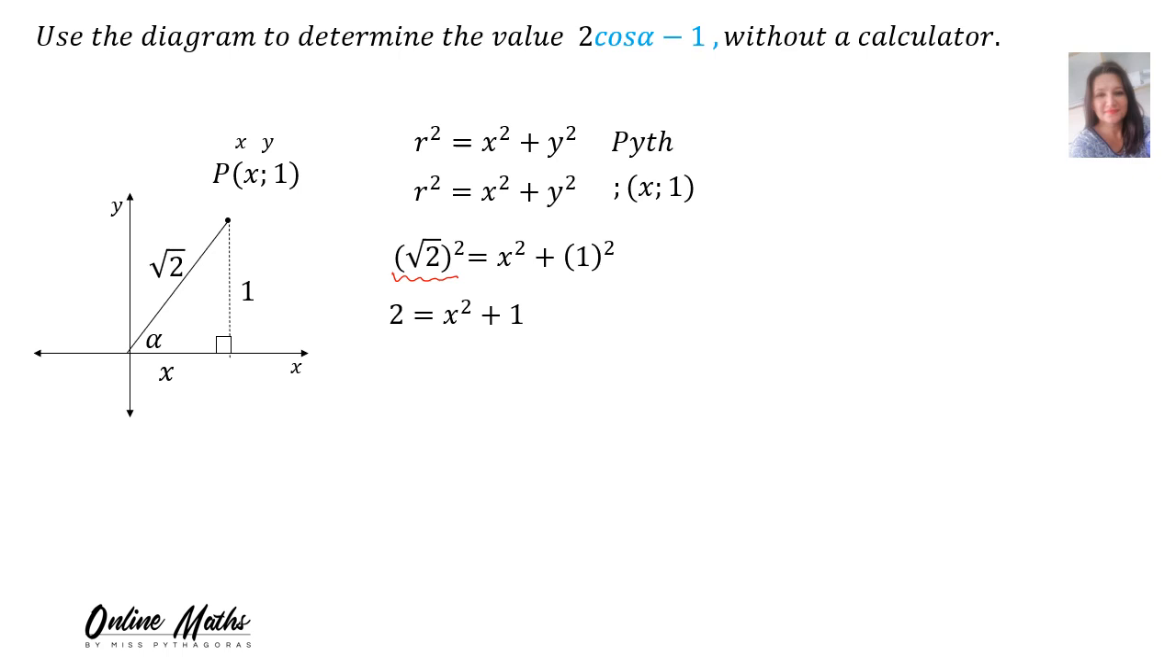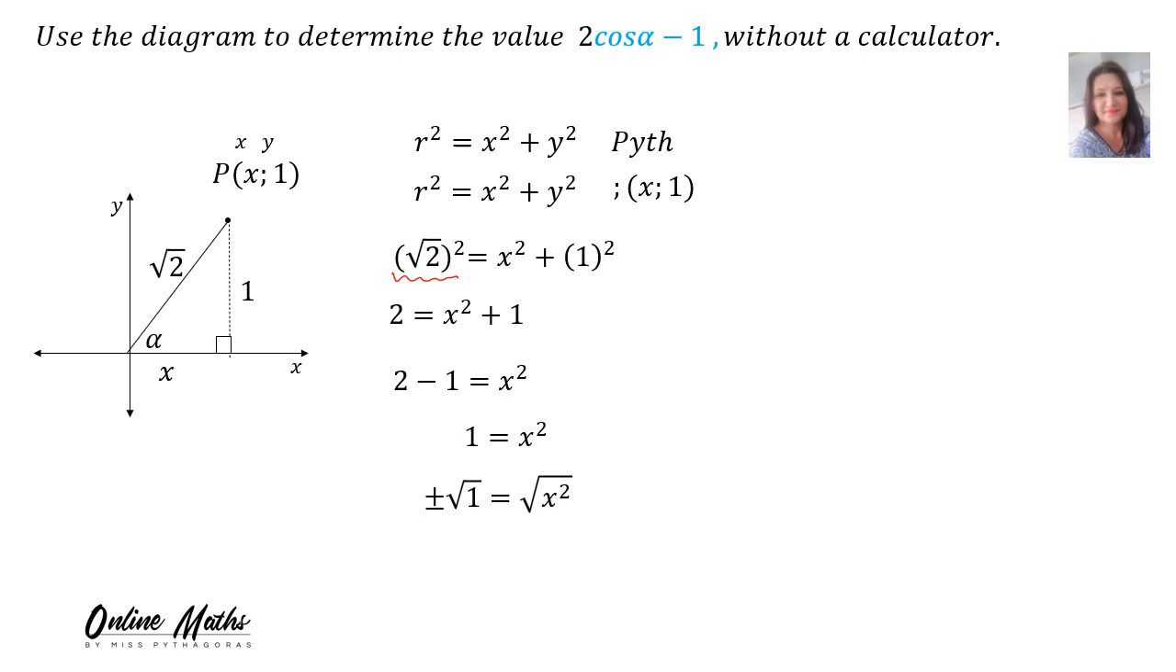Now I'm going to solve for x. Therefore, 2 minus 1 is x squared. 2 minus 1 is 1, which is equal to x squared. But I want x, not x squared. Therefore, I take the square root.